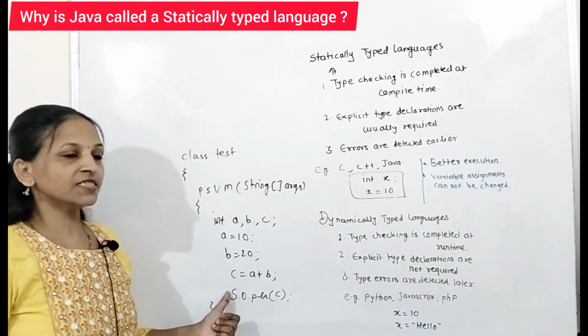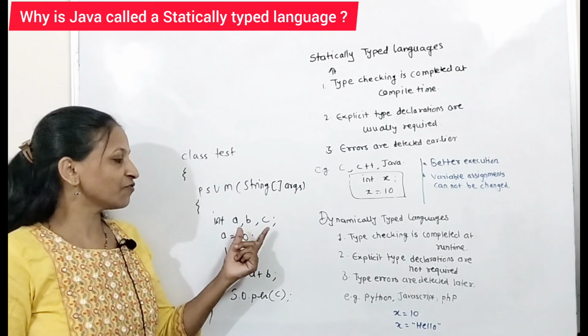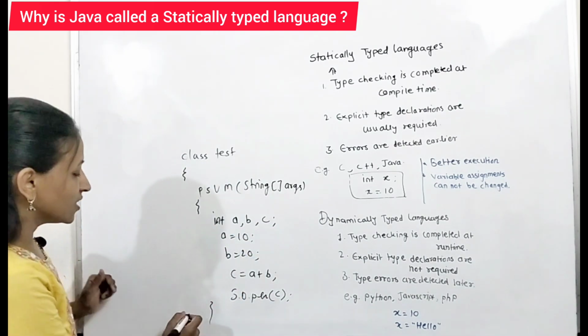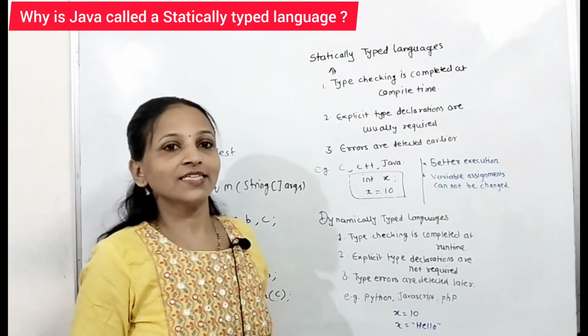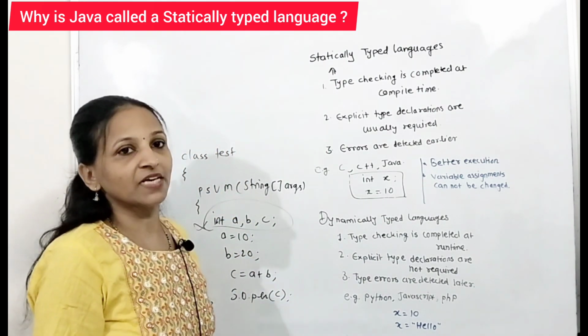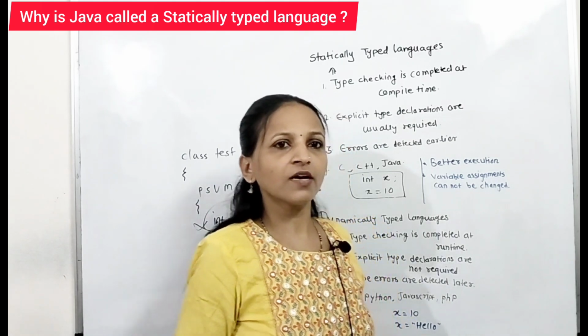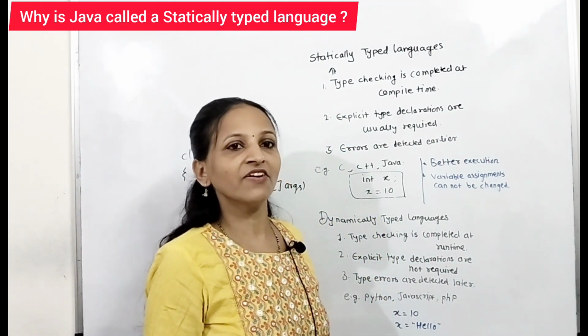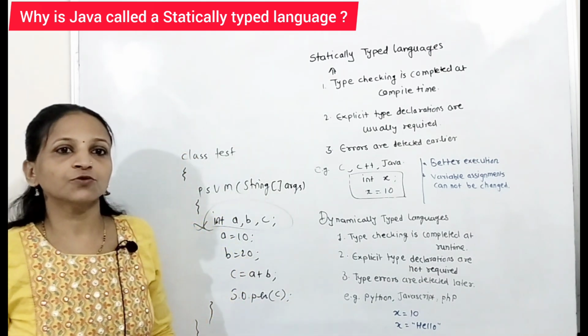Here, the data type of a, b and c we have mentioned before its use, and that's why Java is a statically typed language. If you are not writing this statement, of course you will get a compile time error: a, b, c not known to the compiler. It is compulsory to declare the variable before its use.